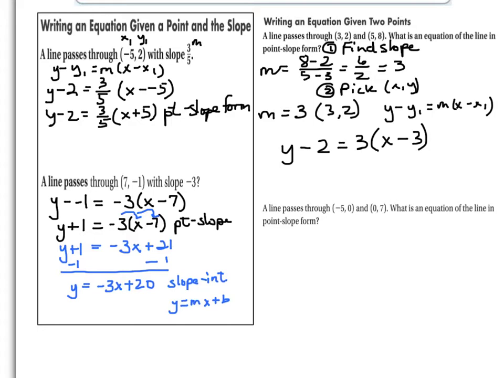The line passes through (-5, 0) and (0, 7). What is the equation of the line in point-slope form? So your answer has to be in this form. So again, we have to find the slope. The slope is 7 minus 0 over 0 minus negative 5. 7 minus 0 is 7. These two become a positive, so my slope is 7/5.